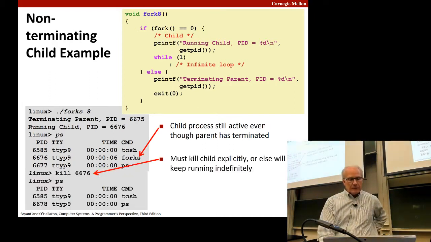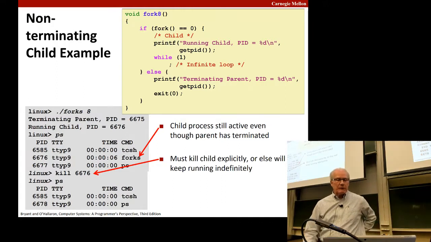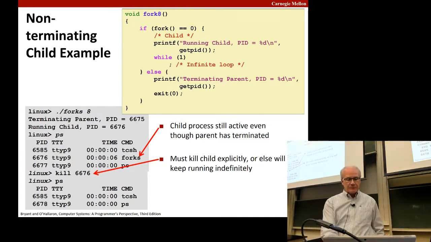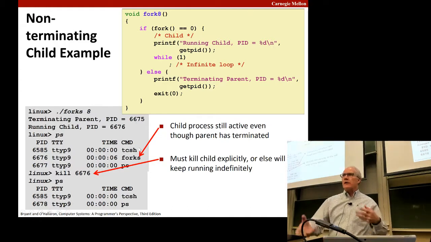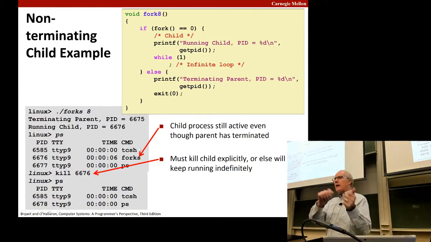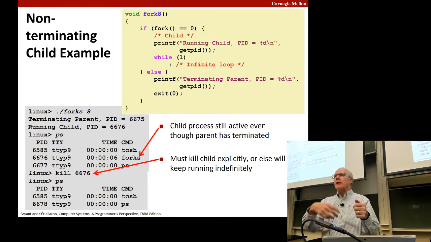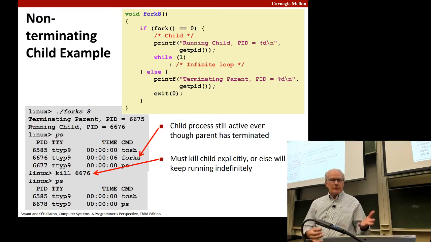And the way to do that again would be, for example, to use the explicit kill command to the shell. So you see that the idea of a zombie only happens when a child exits but is not reaped by its parent. If the child runs forever, then even if the parent exits, that child will continue running.